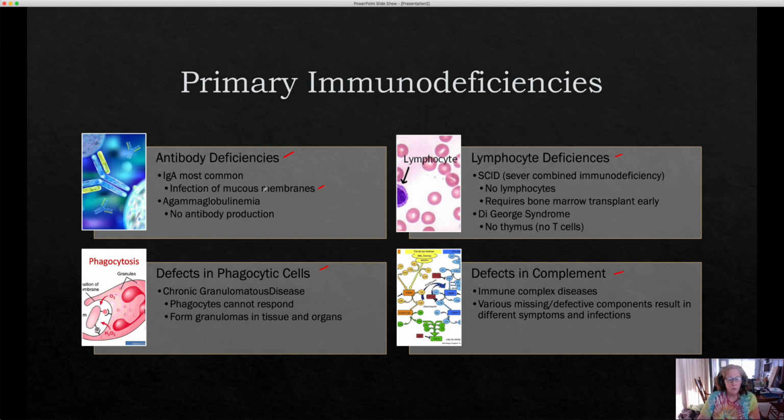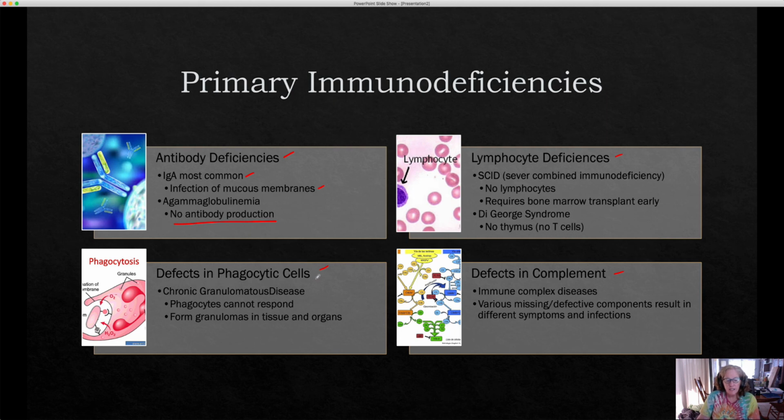One example, aside from IgA immunodeficiencies, is one called agammaglobulinemia, and this is where a person does not have the ability to produce any antibodies, and this makes them severely susceptible to infection.